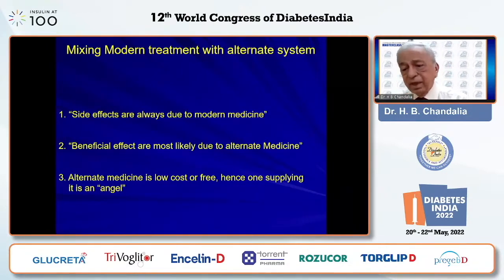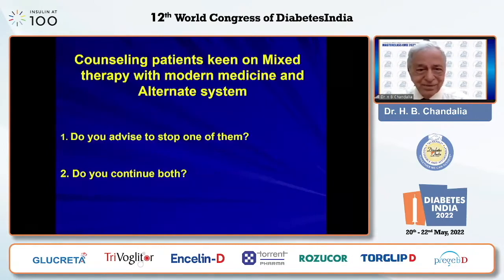So I think Banshi is listening. Banshi is one of our biggest activists we can have, so I think Banshi, you take this up. I think this is very, very important. So how do you advise them? Do you advise them to stop one of them, or do you ask them to continue both?